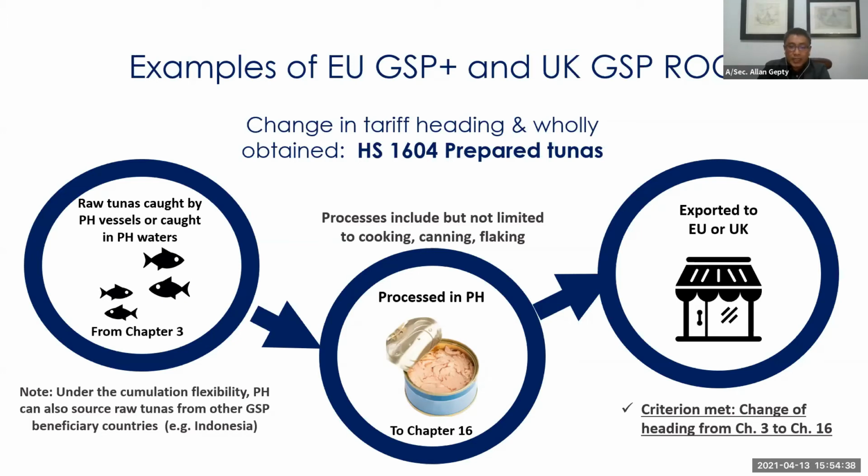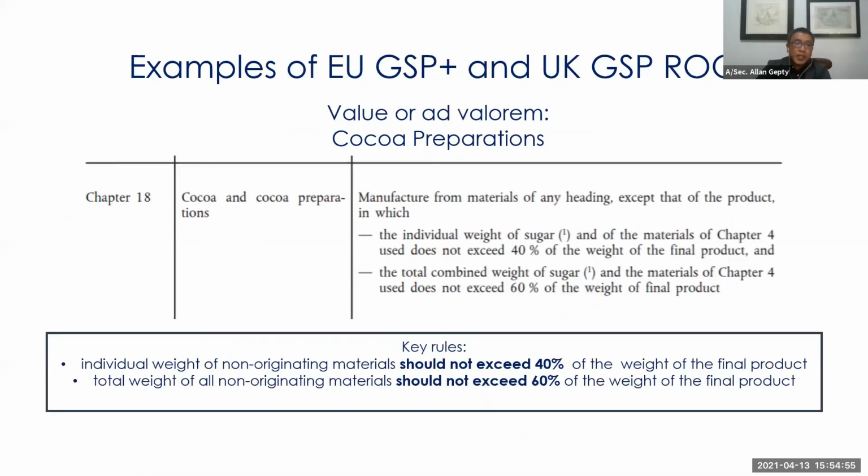If these tunas are then processed here in the Philippines, like canned products, then they can be exported to the EU and UK market under a preferential arrangement. Now, the second aspect is on value or ad valorem. So again, just like in the presentation earlier, we have here the three columns.